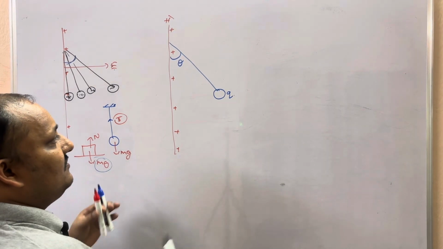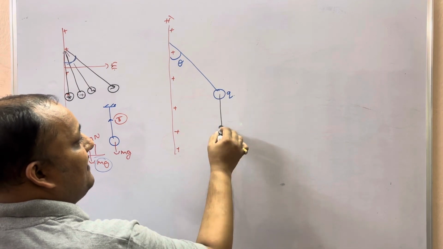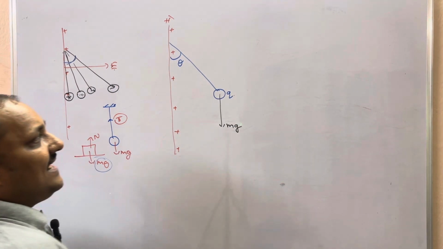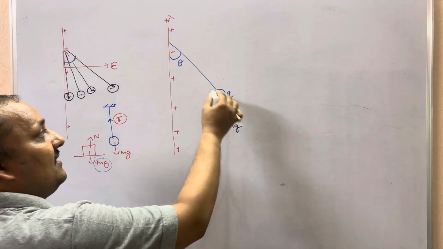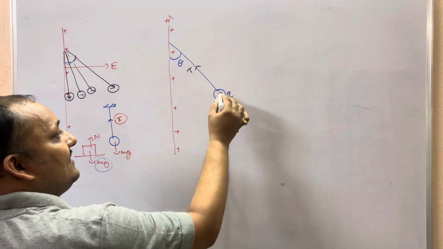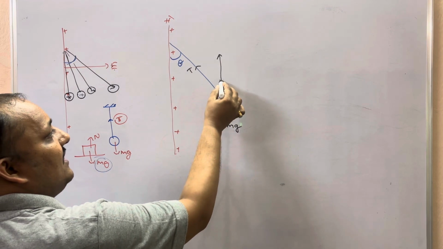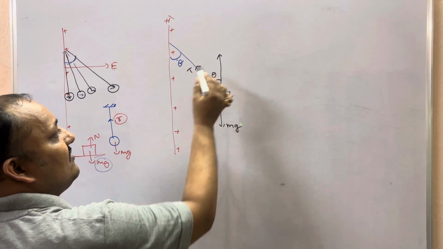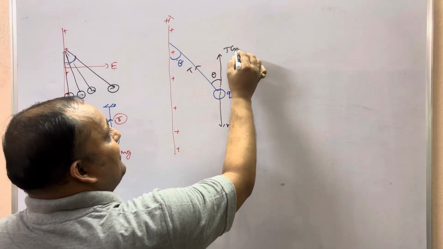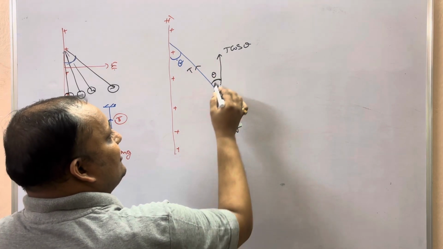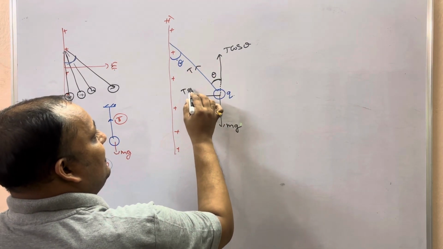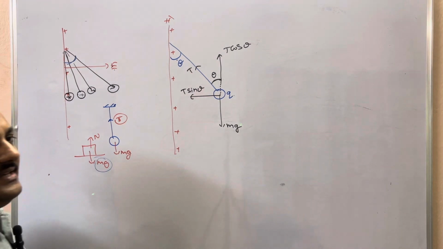For this one also, every charge has mass, therefore mg is acting downwards, but the tensional force is acting like this. So to balance, T can be resolved into two components. If this angle is theta, this one is also going to be theta. So T cos theta is the vertical component, and this is nothing but T sin theta.